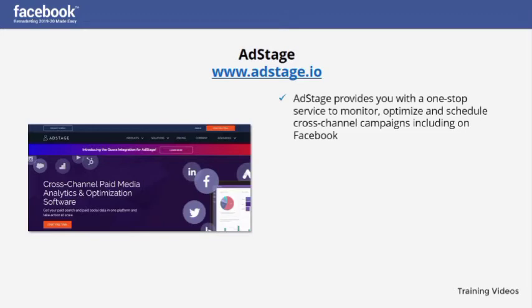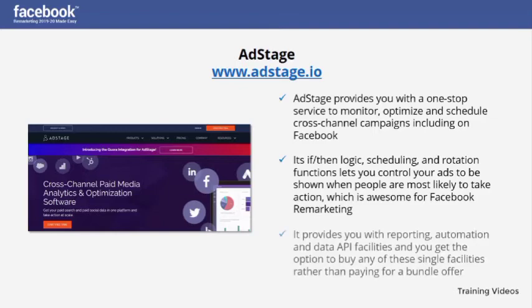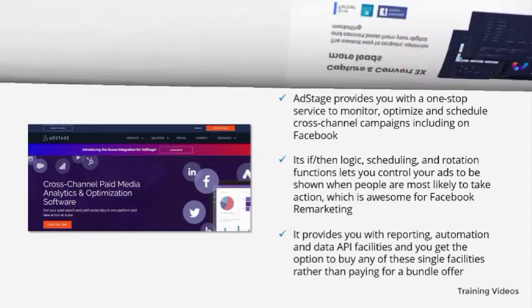www.adstage.io. AdStage provides you with a one-stop service to monitor, optimize, and schedule cross-channel campaigns, including on Facebook. Its if-then logic, scheduling, and rotation functions let you control your ads to be shown when people are most likely to take action, which is awesome for Facebook remarketing. It provides you with reporting, automation, and data API facilities, and you get the option to buy any of these single facilities rather than paying for a bundle offer. However, the price for the product bundle starts from $838 per month.